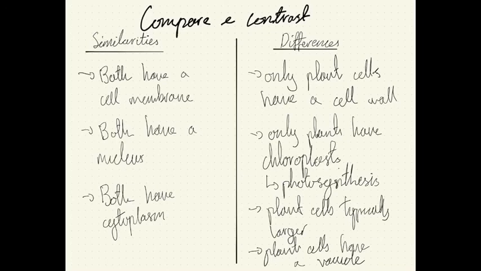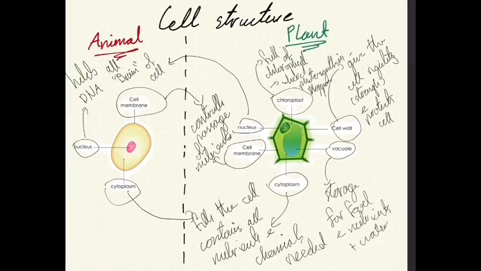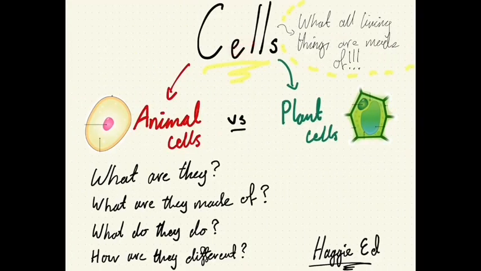So, what have we talked about today? We talked about cells, how they make us up, what they are, what they're made of, what the things they're made of do, and how they're different from each other regarding animal cells and plant cells.